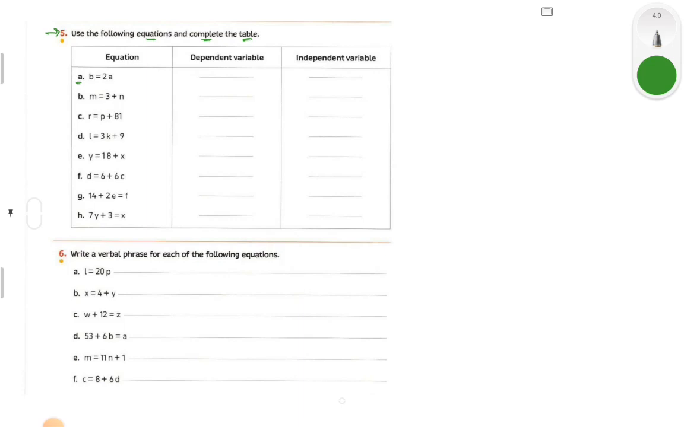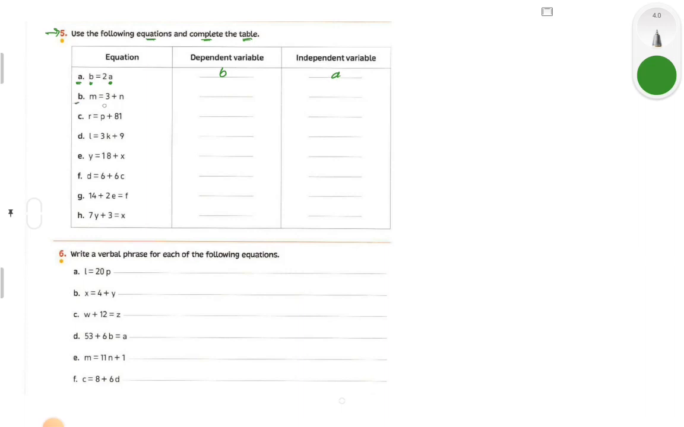Now, which one is the dependent variable and which is the independent variable? Of course, every time you change A, the value of B will change. If A equals 1, B equals 2. If A equals 2, B equals 4. Which one is independent and which one is dependent? Of course, A is the independent and B is the dependent. Why? Because the value of B depends on the value of A.